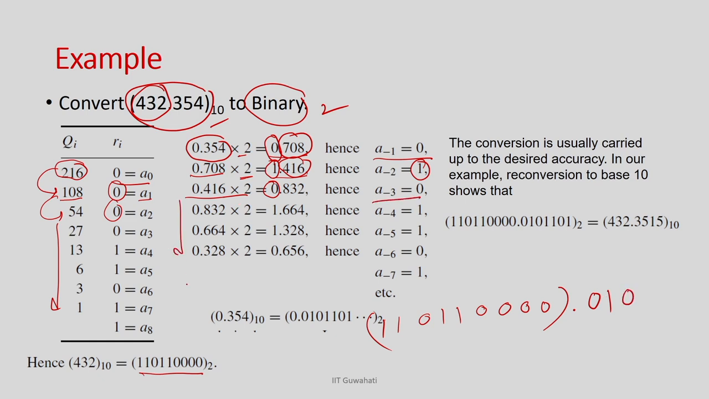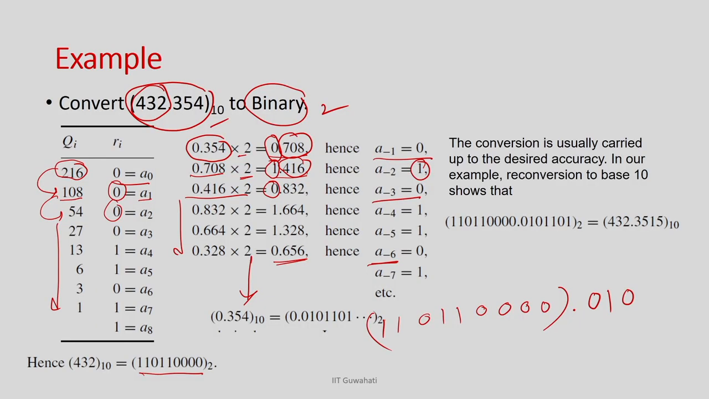This way I am continuing, and after the 7th bit, again I get 0.656. You can understand that if you just keep multiplying, it will never become a full integer. So, this process is infinite. What does this mean? This 0.354 does not have an exact representation in binary. So, you need to take some precision. Let us say I took 6 bits precision, and in the 6 bits precision it is 010110. This is not exact, but the most precise representation up to 6 bits of fraction of this number in binary.